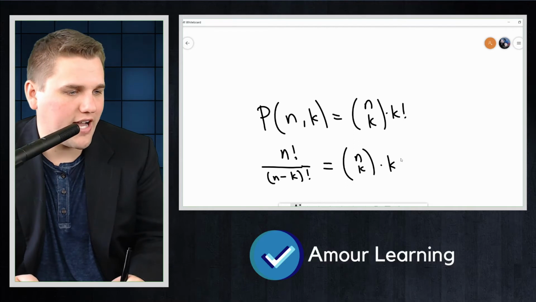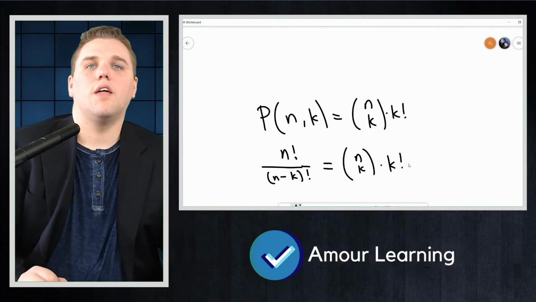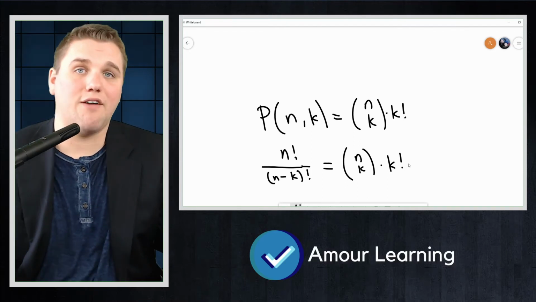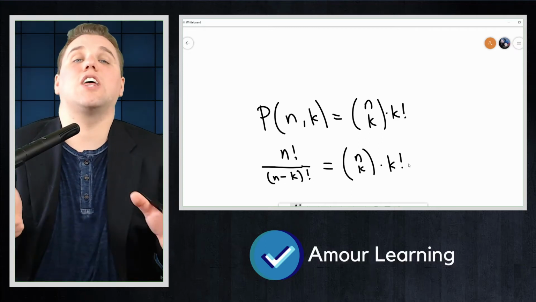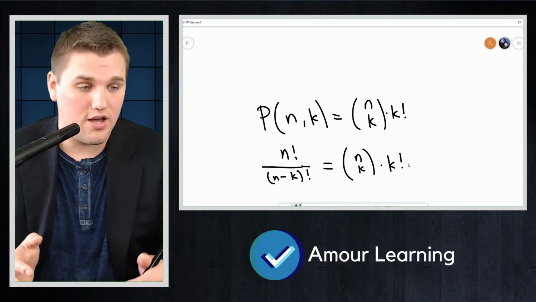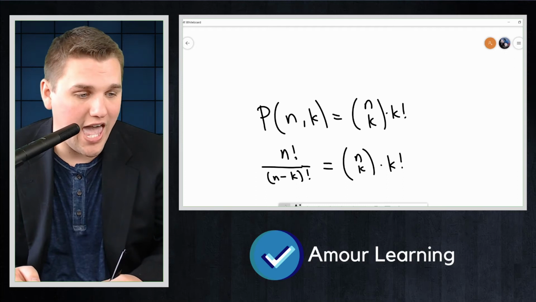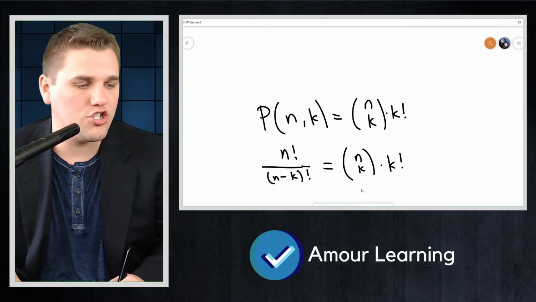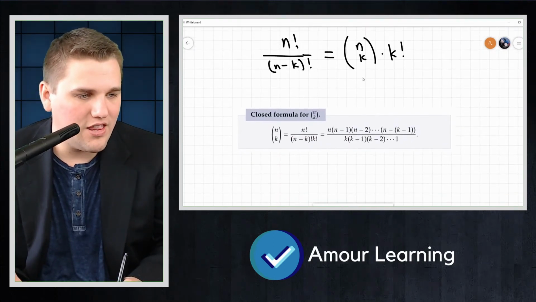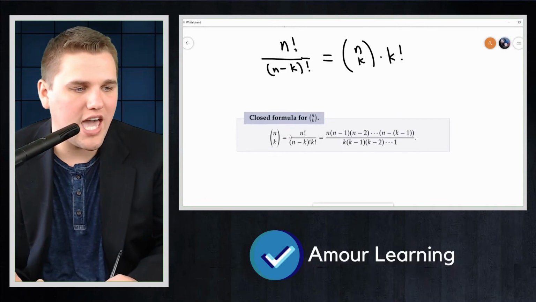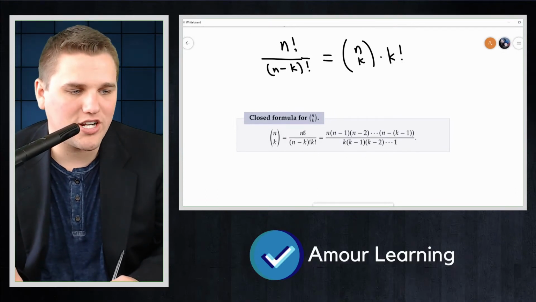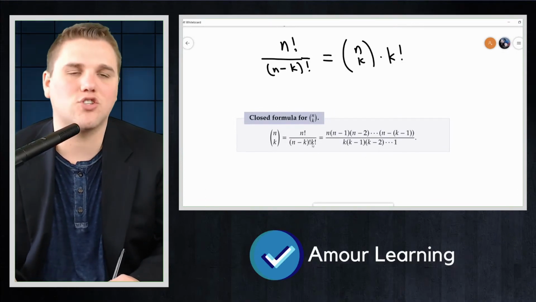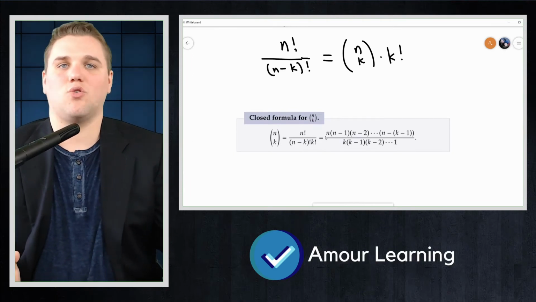times k factorial. Now, if we divide both sides by k factorial, we actually get a closed formula for n choose k. We can solve for n choose k, and we get this formula. N choose k equals n factorial divided by (n minus k) factorial times k factorial.